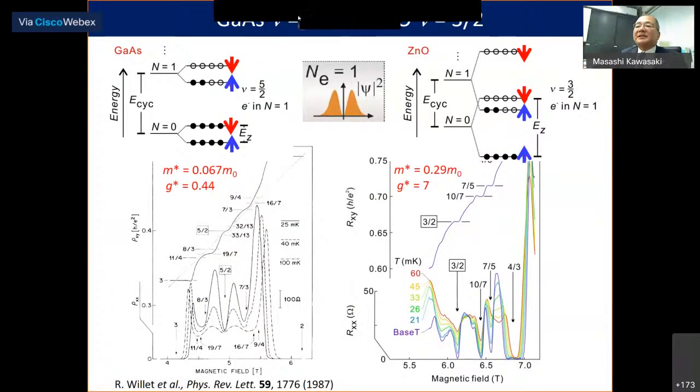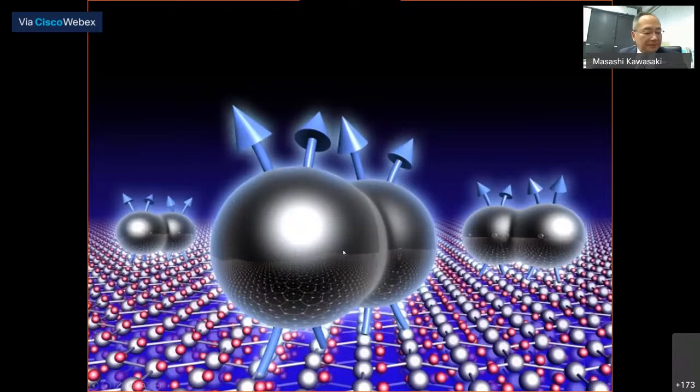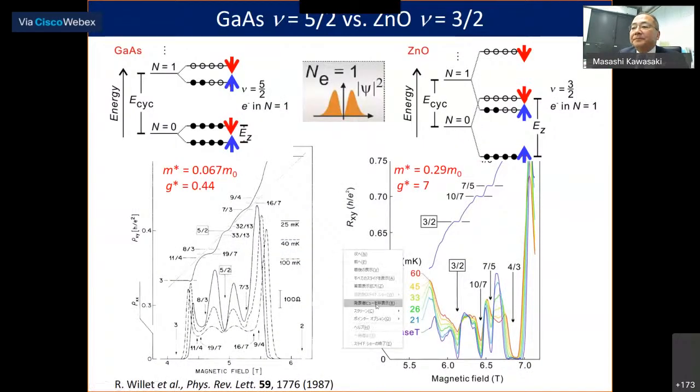And in the case of gallium arsenide, like 30 years ago, people discovered 5 halves. And people understand this 5 halves is such a state.